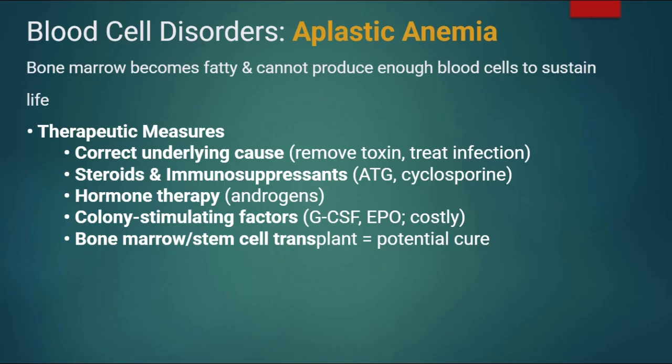Hormone therapy, particularly androgens like oxymetholone, may help stimulate red blood cell production, although this is not always effective. Colony-stimulating factors such as G-CSF, granulocyte colony-stimulating factor, or erythropoietin may help the bone marrow make more white cells or red cells. These drugs are very expensive, and their use depends on the severity of the condition and available resources. Ultimately, for many patients with severe aplastic anemia, especially younger ones, a bone marrow or stem cell transplant is the only curative option. Supportive care, such as transfusions and infection prevention, is also critical in management.